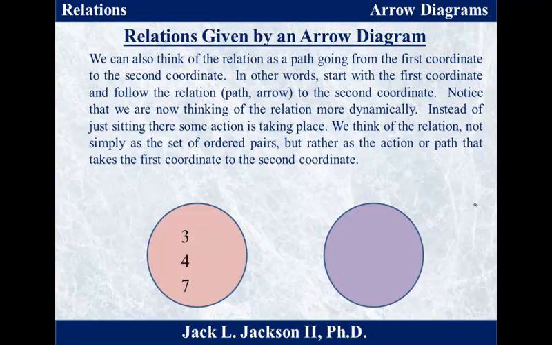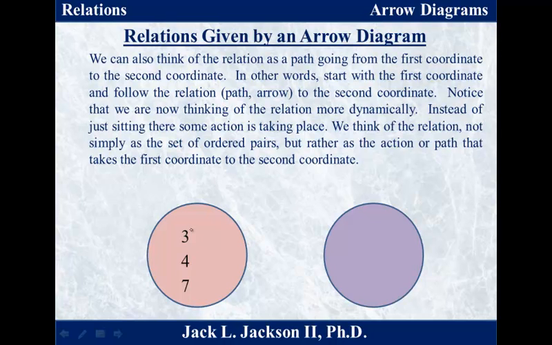Now, so far, these have sort of just been ordered pairs that have been kind of sitting there in a list or a table or in between a couple curly braces. And we're going to think of it now a little bit more dynamically. So relations we can think of in terms of an arrow diagram, and we can think of a relation as a path or a process that takes you from a first coordinate to a second coordinate. So we're going to start with the first coordinate and follow the path, the relation, the arrow, to get to the second coordinate. Now we're thinking of it more dynamically, so we're going to start somewhere and we're going to end up somewhere. So you've got an origination place and a destination place. So now it's a little bit more dynamic, some action.